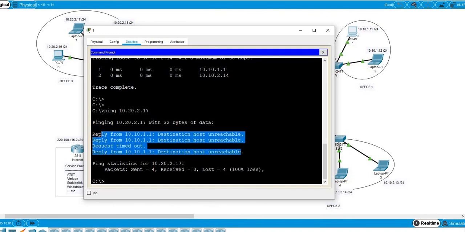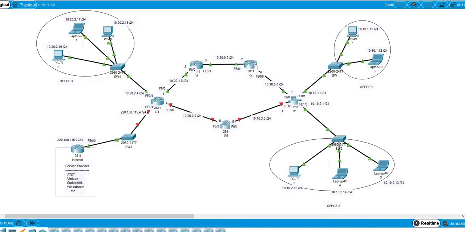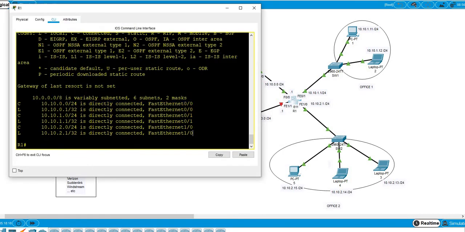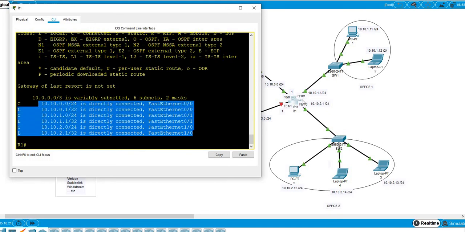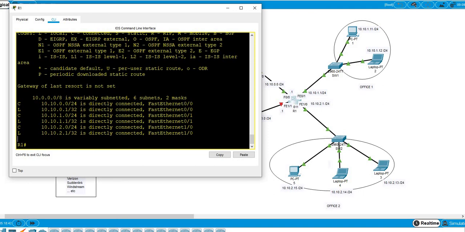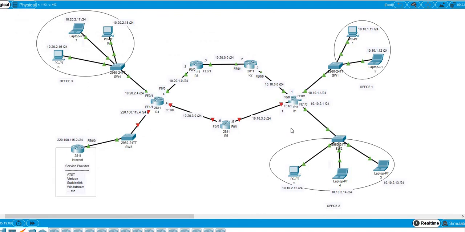Okay, we could not reach laptop 7 because we are in a different network that router 1 does not have a route to. The only routes that R1 has are these 3 routes: the route to this network, the route to that network, and the route to R2. It doesn't know how to go beyond these 3 networks. We're going to talk about how to configure our routers so that the traffic will be able to go from Office 1 across the network to Office 3. So this is where we're going to configure our static routes.